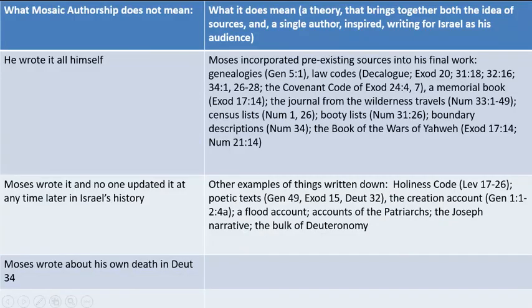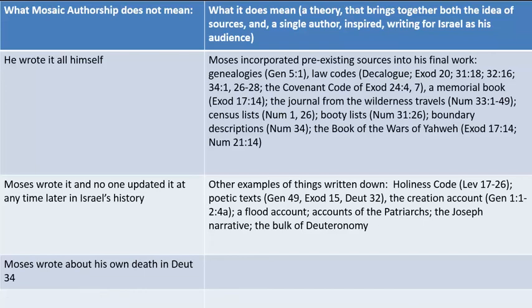So when we take Mosaic authorship seriously, we have to be careful what it means and what it doesn't mean. Things like the dictation theory, God just gave Moses every word to write down. We have to take the human author seriously, a human author who has a real audience and has available to him things such as sources. So what Mosaic authorship doesn't mean is that he wrote it all himself. It doesn't mean that Moses wrote it and no one updated it at any other time later in Israel's history. And it doesn't mean that Moses had to have written his own death before he died. So I've given you that second column there that you can just take a look at.